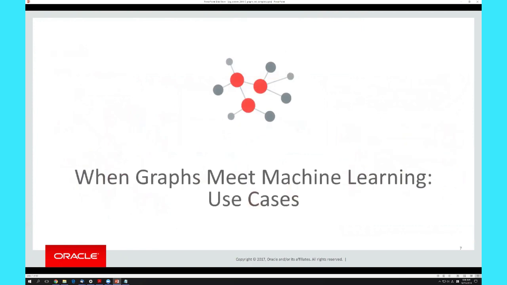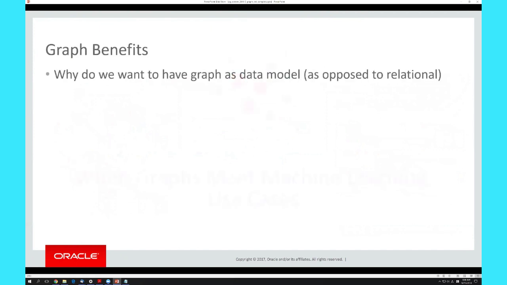All right, let me start my session today. So, when graph meets machine learning: use cases. Right, let's go back to these benefits. Why do you want to use graph from the beginning as a data model, as opposed to just using a relational data model as a table?